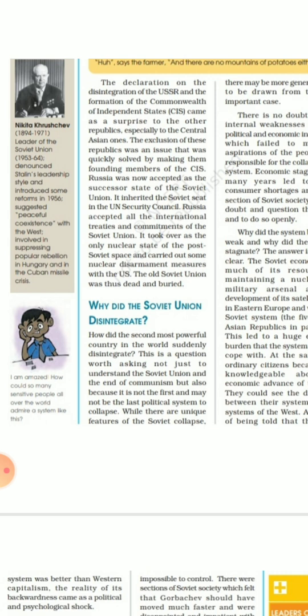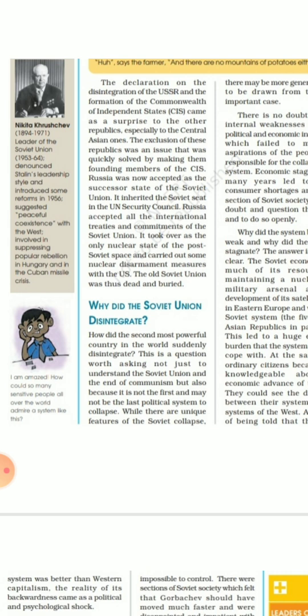Why did the Soviet Union disintegrate? What are the reasons or the factors for the Soviet Union's disintegration? Let's see. There are several reasons which led to the collapse of the Soviet Union. Number one is the internal weaknesses of Soviet political and economic institutions, which failed to meet the aspirations and wishes of the people. Number two, the economy of the Soviet Union became stagnant. The Soviet economy used much of its resources in maintaining a nuclear and military arsenal. Number three, the Soviet Union also became stagnant due to rampant corruption, the unwillingness to allow more openness in the government, and the centralization of authority in a vast land.